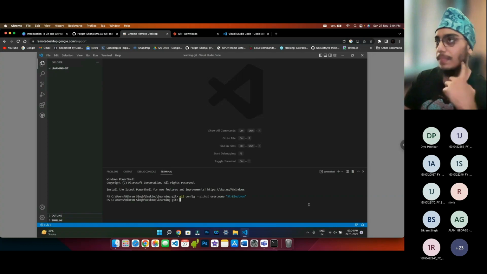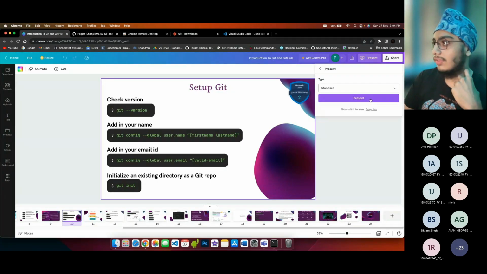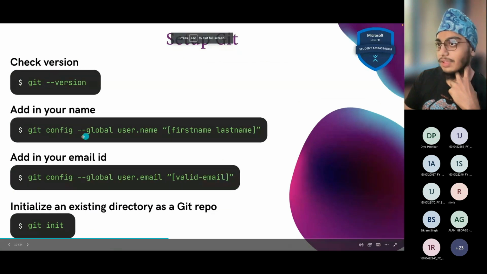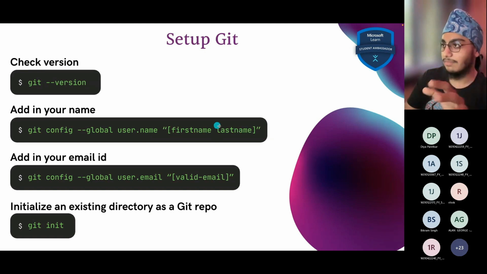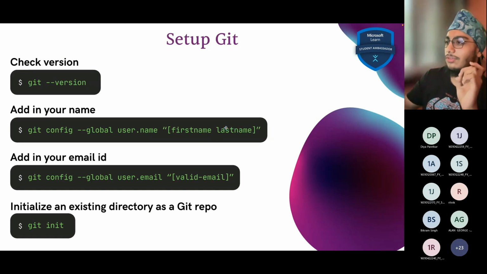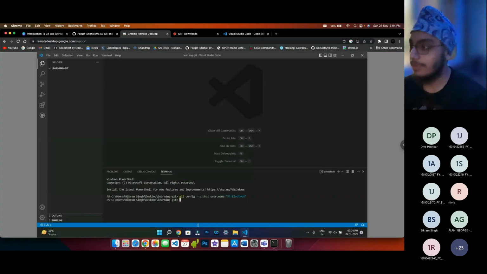So those who are looking for the command, this is the command: git config --global user.name and then your username. Make sure not to leave any spaces. I'd suggest you use hyphens without leaving any spaces. Okay, so that's how you can set up your username.